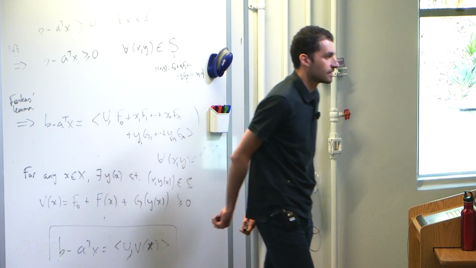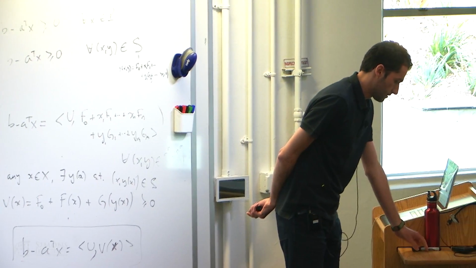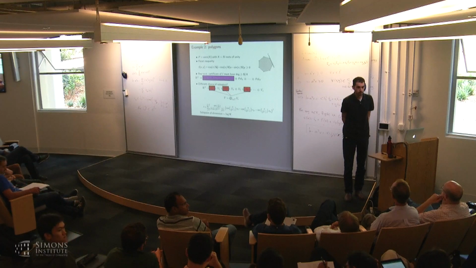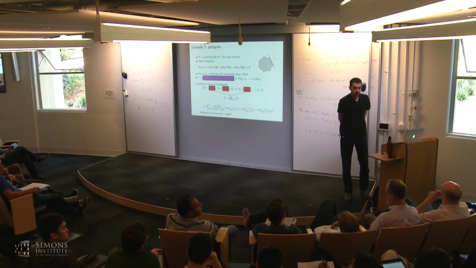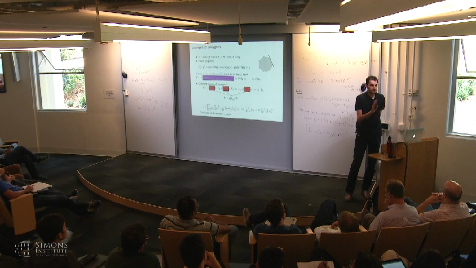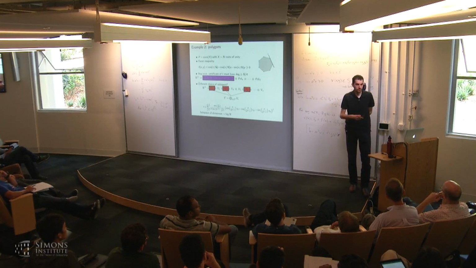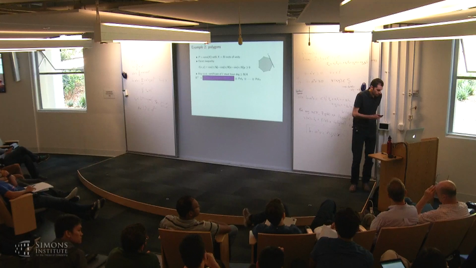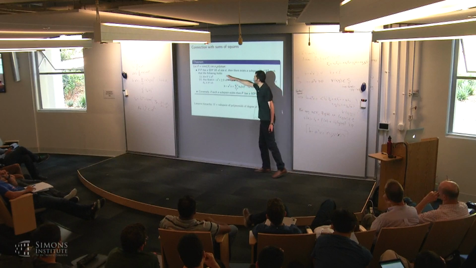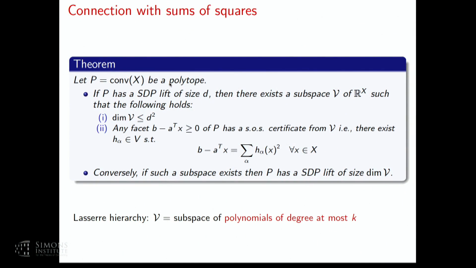Yes. I have a question about the more general approach. As far as I recall, you mentioned that the sum of squares certificate actually provides an upper bound on the size of the semi-definite extension. Yes, it's tight. It's the same thing. We show that if you have an SDP lift of size d, then there exists such a subspace of dimension at most d squared. But you can also show conversely that if such a subspace exists, then there is an SDP lift of size the dimension of V. So it is tight, it is exactly.